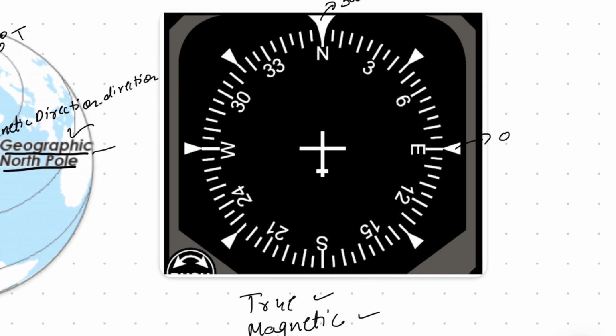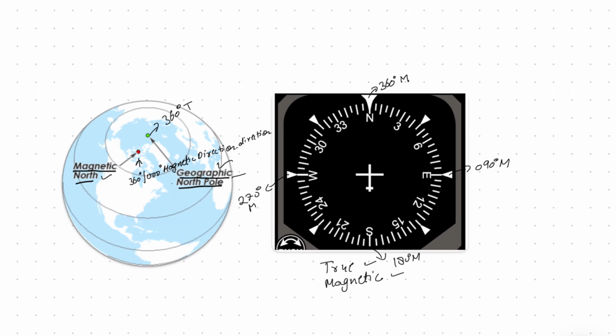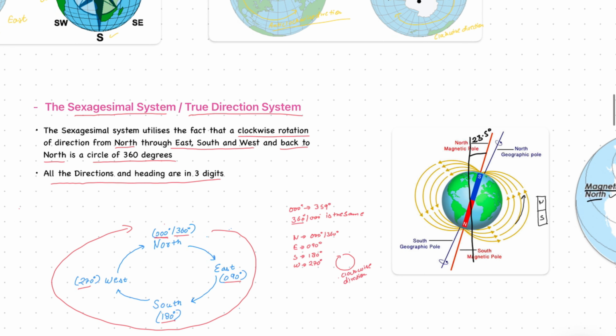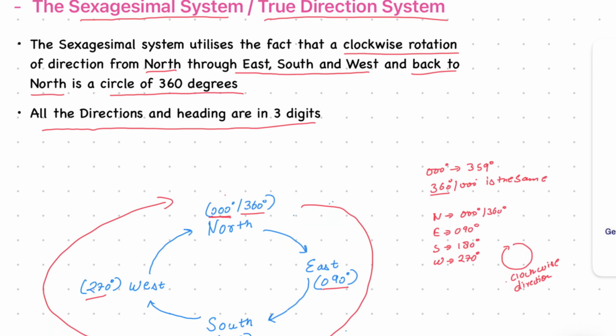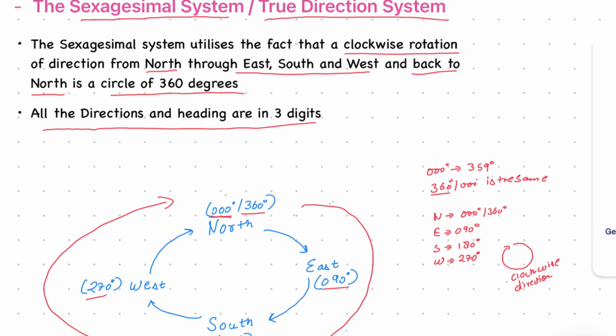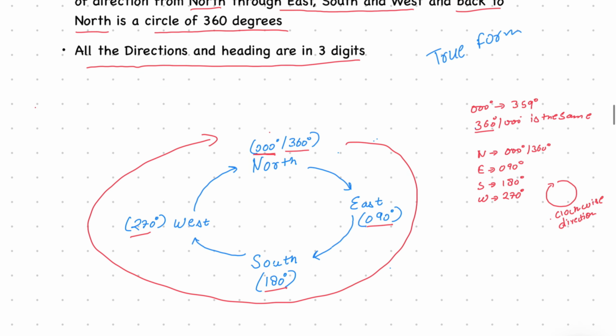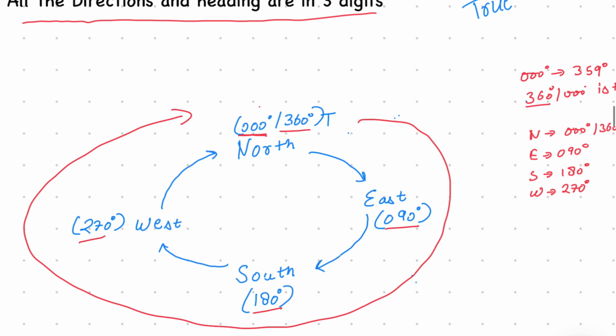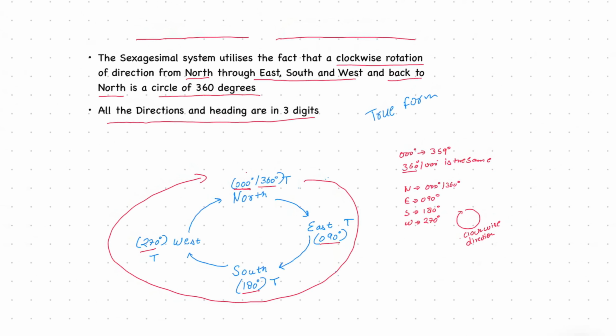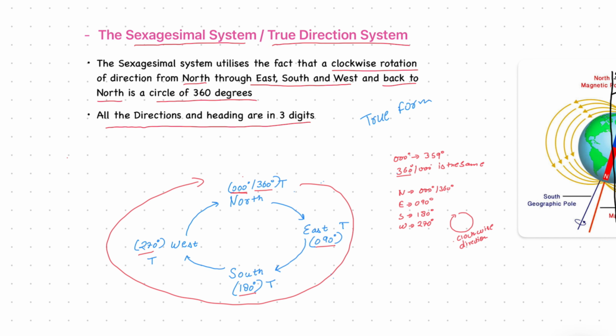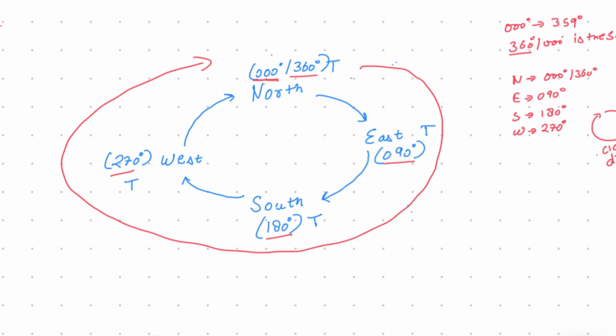So this will be 090 degree magnetic, this is 180 degree magnetic, and this is 270 degree magnetic. I hope you got this concept of the sexagesimal system or true direction system. And always remember, in the sexagesimal system we measure direction in true form. So this is 360 true and 090 true, 180 true and 270 true. The things I have told you about the magnetic direction will come in the later stages of our navigation. So now you have understood the basic directions, okay?